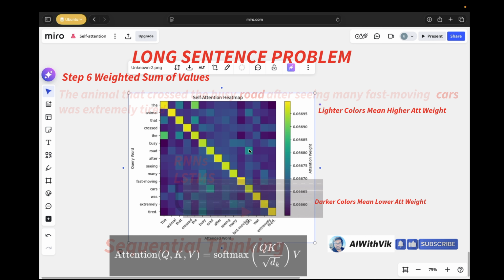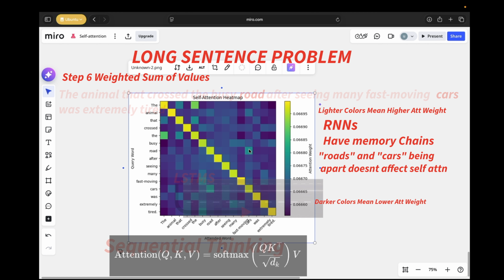Now that you have seen the self-attention heat map, let's understand why this beats RNN. In RNN, there is a memory chain. Here there is no memory chain, no distance penalty. Even if road and cars were far apart, self-attention connects them directly. Now, why is it called self-attention? Query, key and value all come from the same sentence. The sentence is attending to itself, hence it is called self-attention.